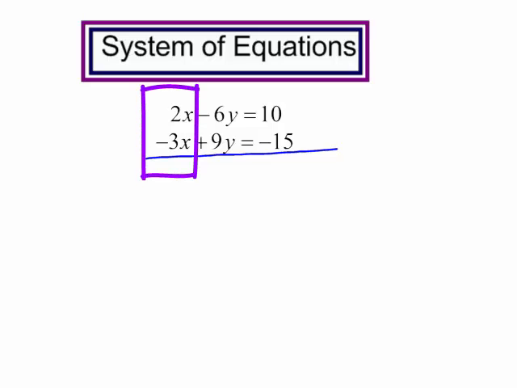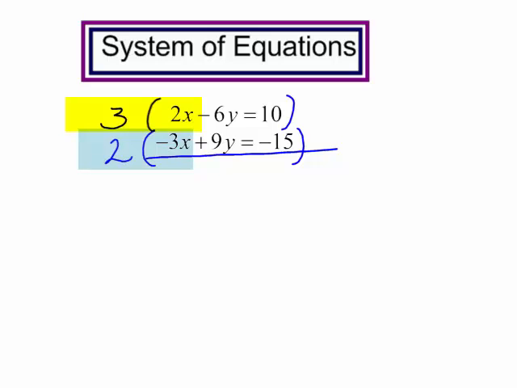I have 2 and negative 3. I'm going to make these a 6 and a negative 6. In order to do this, I'm going to multiply the top equation by 3, because 3 times 2x would give me 6x. I'm going to multiply the second equation by 2. And 2 times negative 3x would give me a negative 6x. Therefore, they will be eliminated.